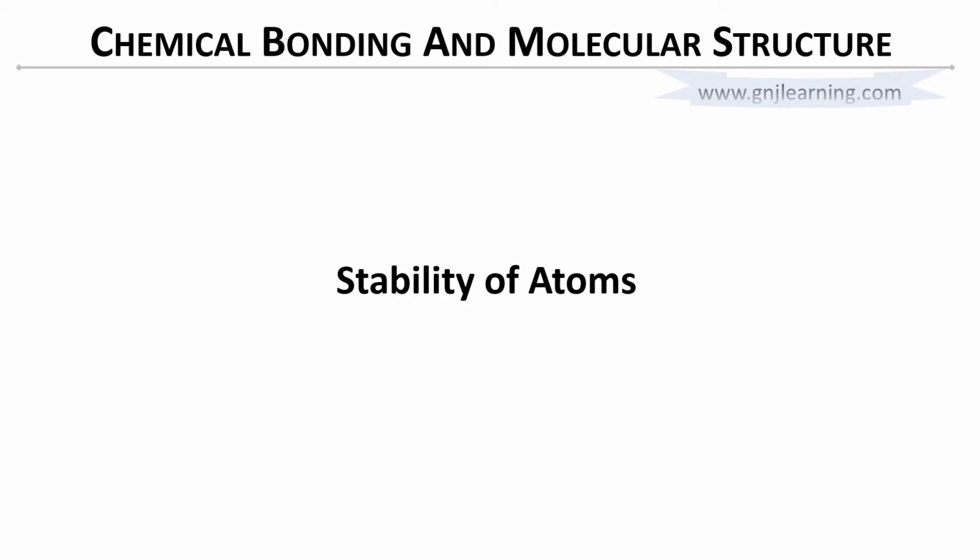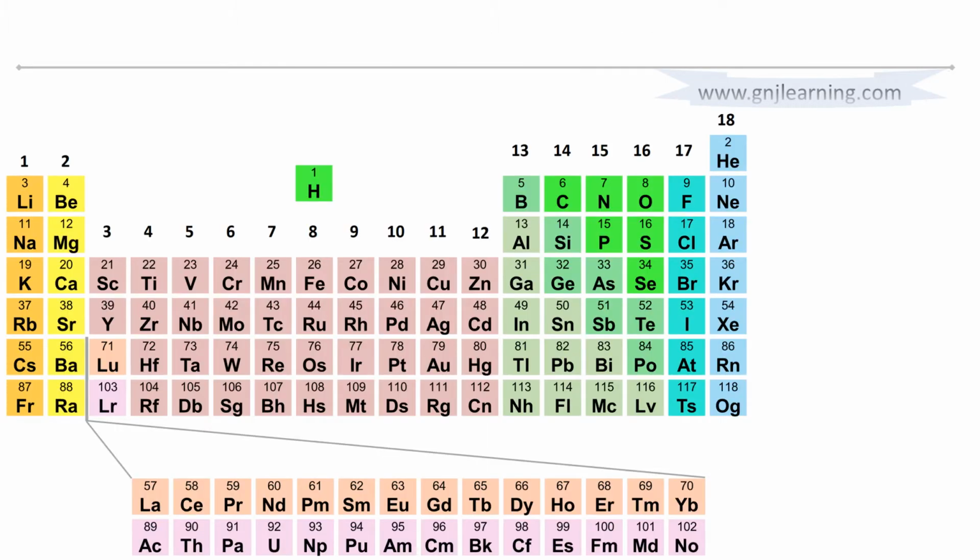And in this first part of this chapter, we will be discussing the stability of atoms. We have seen in the last chapter about the periodic table and their classification. So in a periodic table, we have a total of 18 groups.